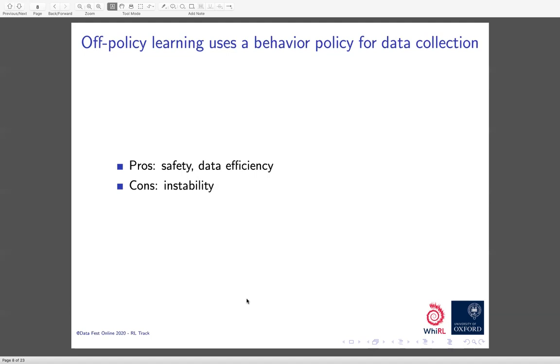Off-policy learning is also data efficient. Let's say in the on-policy learning setting, if we want to know the performance of a policy, we need to actually execute that policy in the environment, which can be very slow.